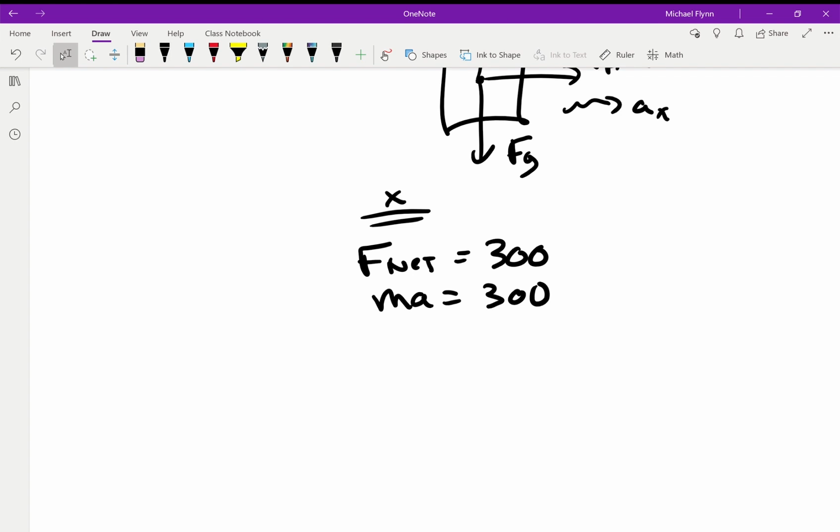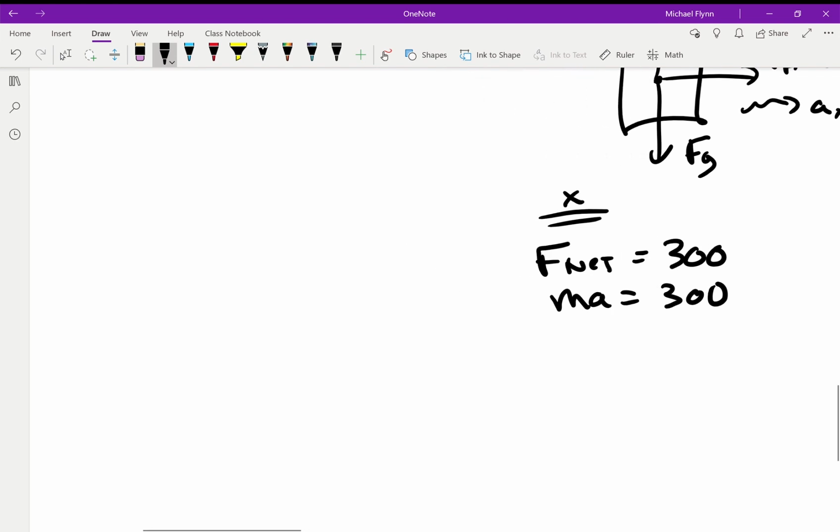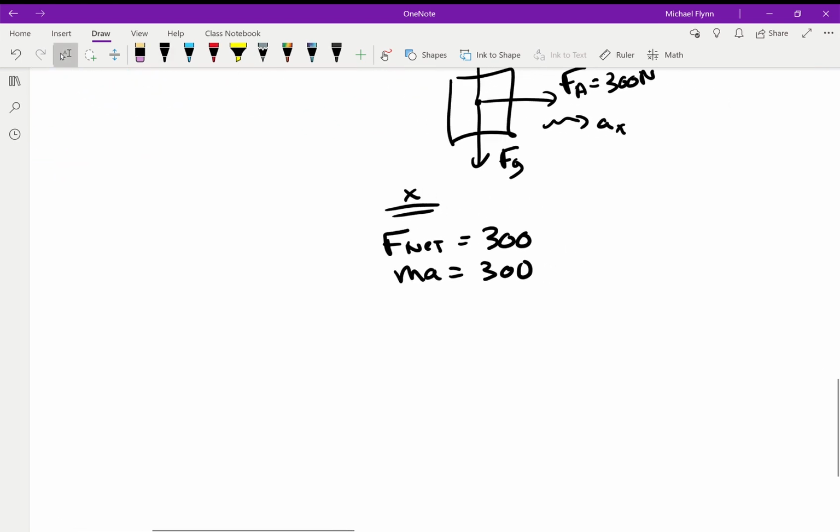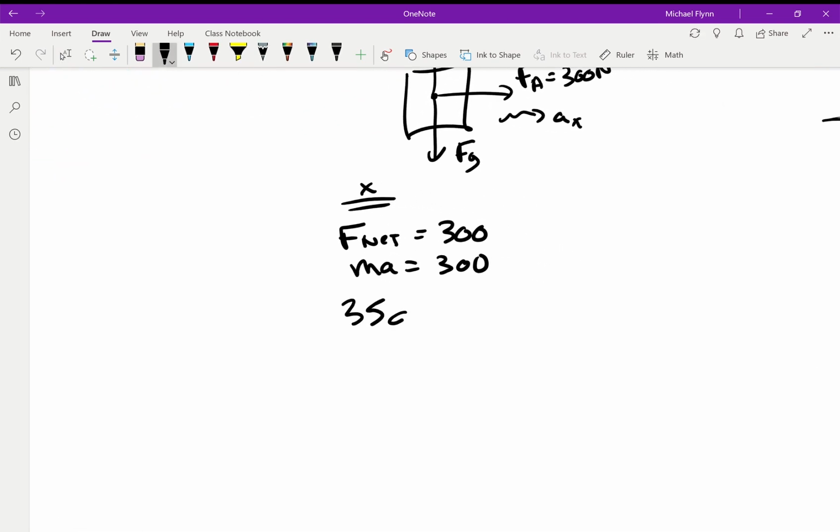Okay, so ma is equal to 300 newtons. And then we know our total mass is, what did I say? 35 kilograms. So 35a equals 300, right? So now divide both sides by 35. Okay, and what's my answer? Well, let me take out a calculator.